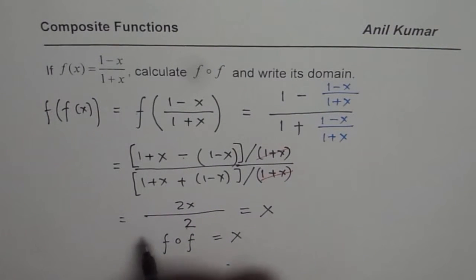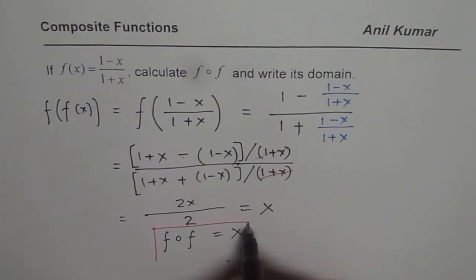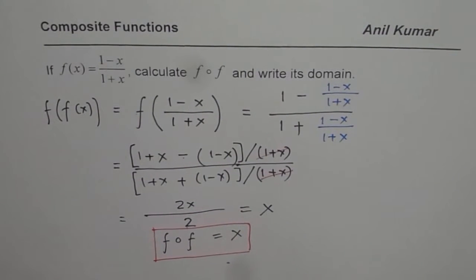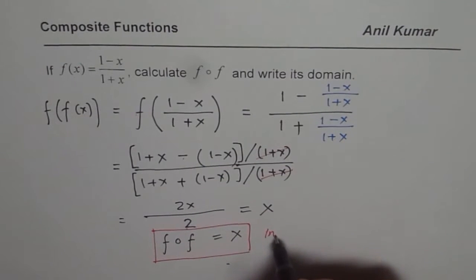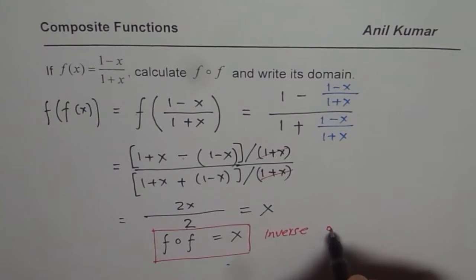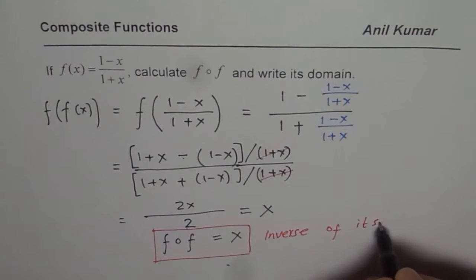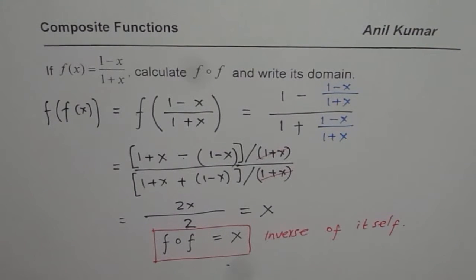Now what does that suggest? Can you tell me that? That is a question for you. Whenever we get a function of a function, a composite function, as x, it means what? It means this function is the inverse of itself. So that's an excellent example. A function that is the inverse of itself, right? That is why you get x.